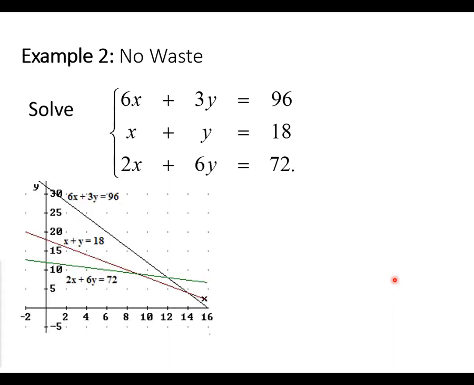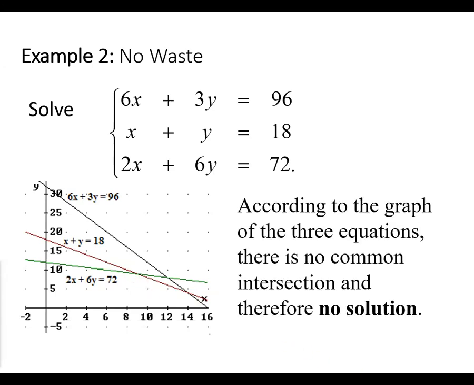But here's the graph, and you can see that these two lines intersect here, and these intersect here, and these intersect here, but all three lines do not intersect in the exact same spot. So according to the graph of the three equations, there is no common intersection, therefore no solution. We are going to have time wasted in completing what we're trying to do for the day.